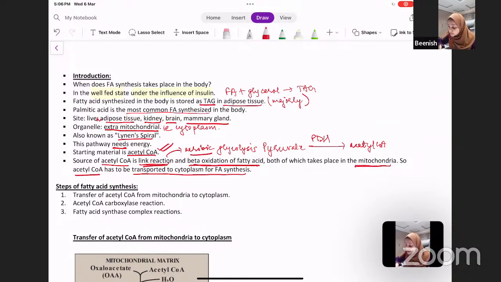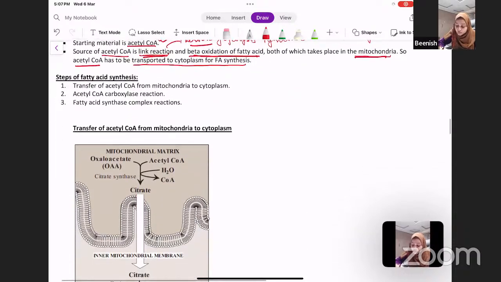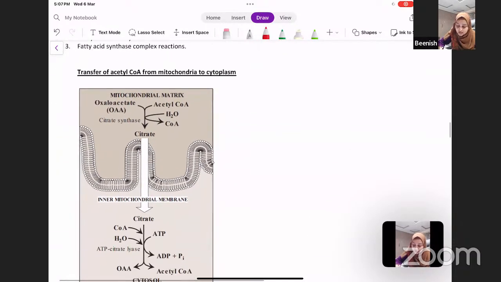Now, what is it saying? This acetyl-CoA is formed in the mitochondria, but fatty acid synthesis takes place in the cytoplasm. So the initial step of fatty acid synthesis is that you first have to transport that acetyl-CoA from the mitochondria to the cytoplasm. Okay, so now the basic steps of fatty acid synthesis, what are they? The first step is transfer of acetyl-CoA from the mitochondria to the cytoplasm. The second is acetyl-CoA carboxylase reactions, and the third is fatty acid synthase complex reactions. Now we are going to take each of those steps in detail one by one.